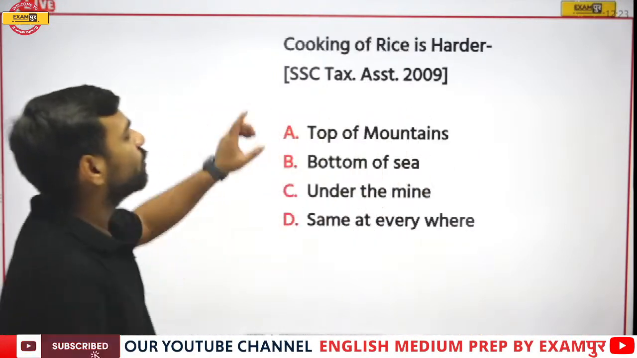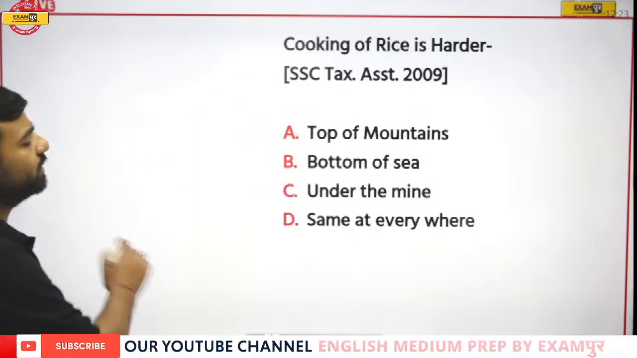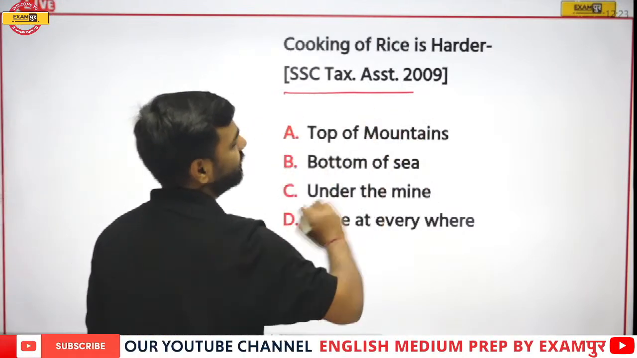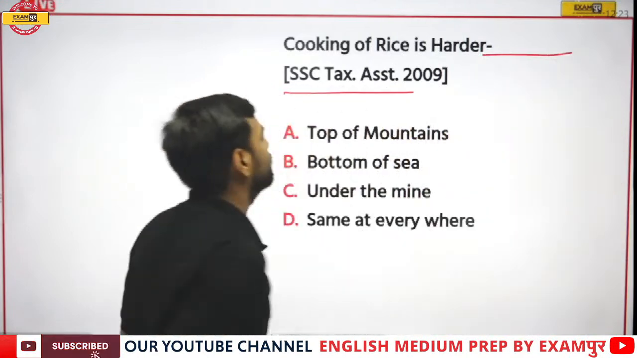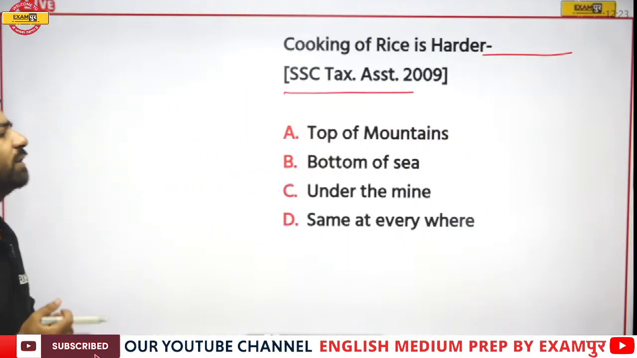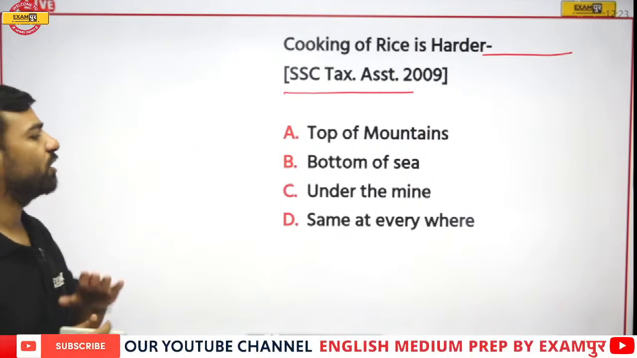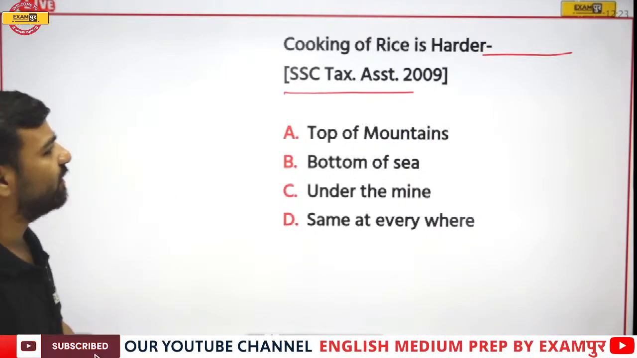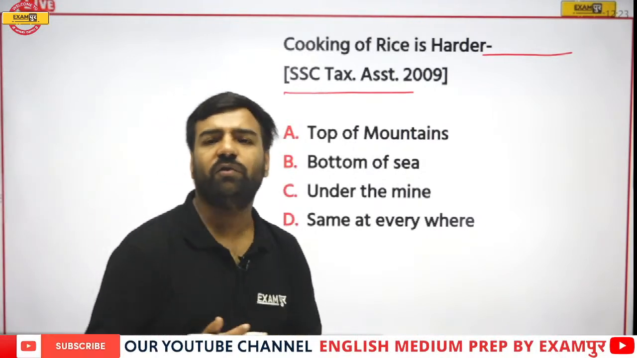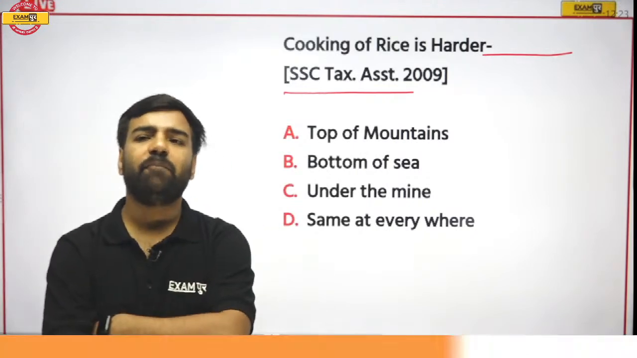Next, cooking of rice is harder. This is from SSC text assistant. This is fill in the blanks. So cooking of rice is harder where? Is it at the top of the mountains, bottom of the sea, under the mine? Same at everywhere. Is it same everywhere? Cooking of rice. Again an important one.